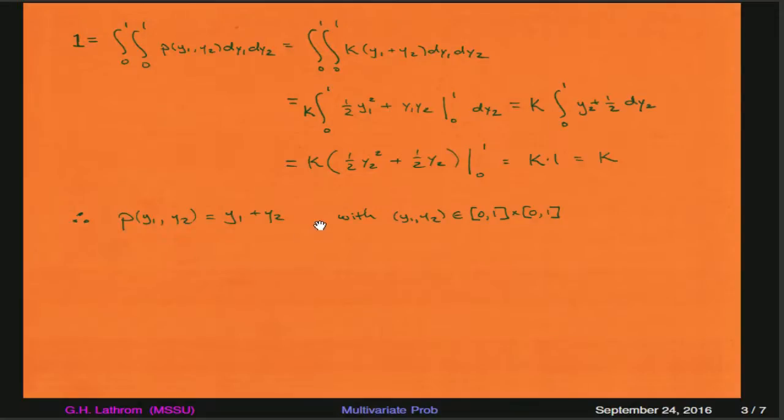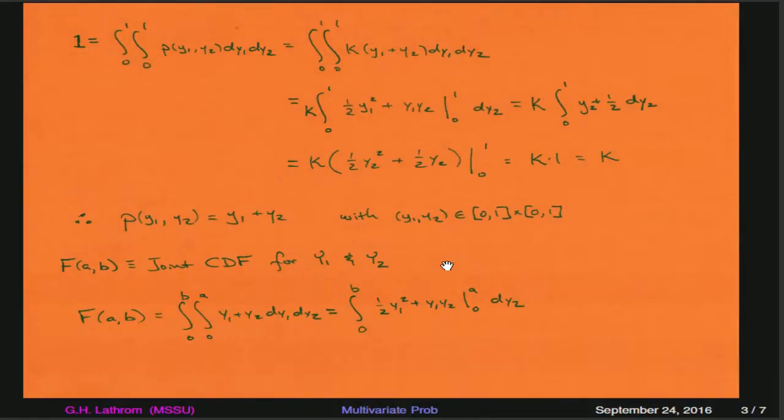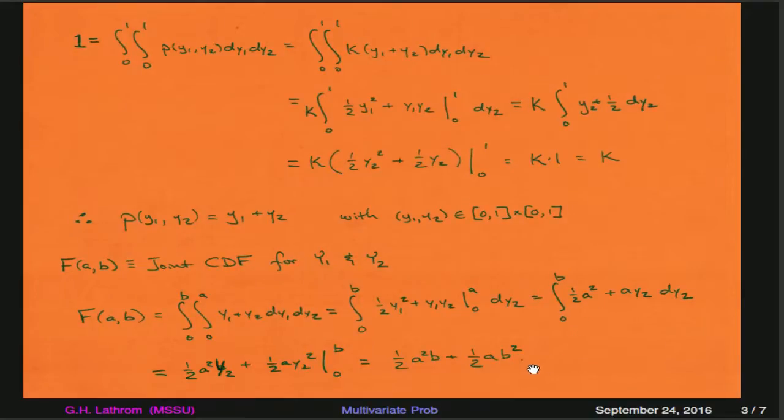Now, if we want to find the joint cumulative distribution function for y sub 1 and y sub 2, we'll say that this is going to be equal to capital F of (a, b), and the limits of integration will have y sub 2 going from 0 up to b and y sub 1 going from 0 up to a of (y sub 1 plus y sub 2) dy sub 1 dy sub 2. So we can see that if we do the integration from that, we eventually end up with a function of 1/2 a squared b plus 1/2 a b squared. And so this gives us an easy way of calculating the cumulative distribution function.